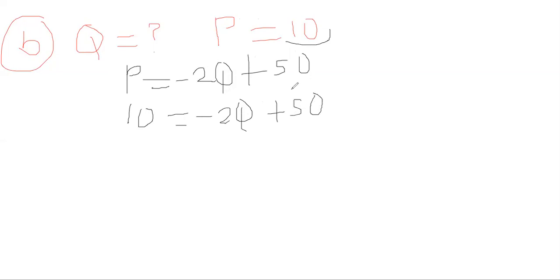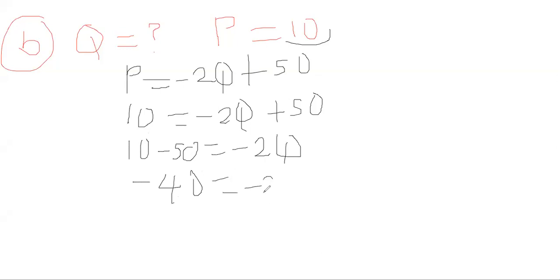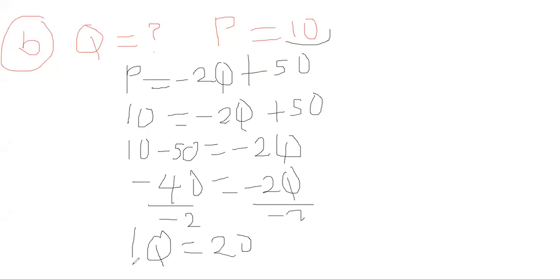So all we are going to do, we collect the like terms. This will be 10 minus, this is plus, it is coming here, it will be 50. Minus 50 equals minus 2Q. And this will be minus 40 equals minus 2Q. We are interested in Q, so we divide both sides by minus 2. So at the end of the day, we'll have Q as 20. So it is telling us that if price is 10, then quantity demanded will be 20.